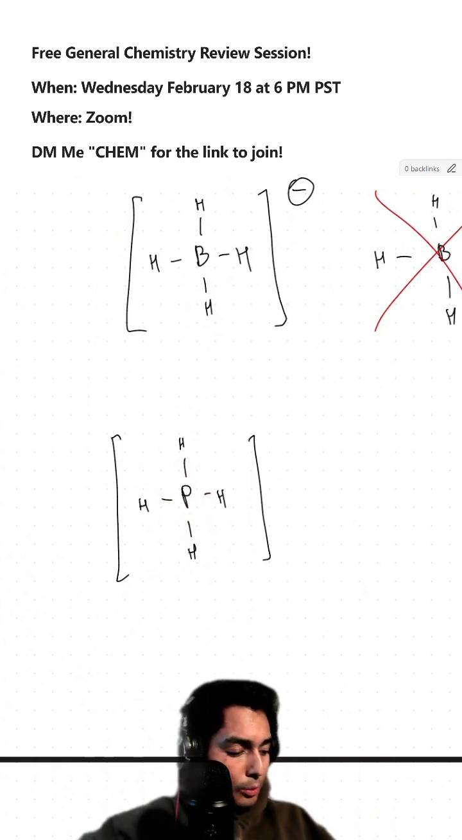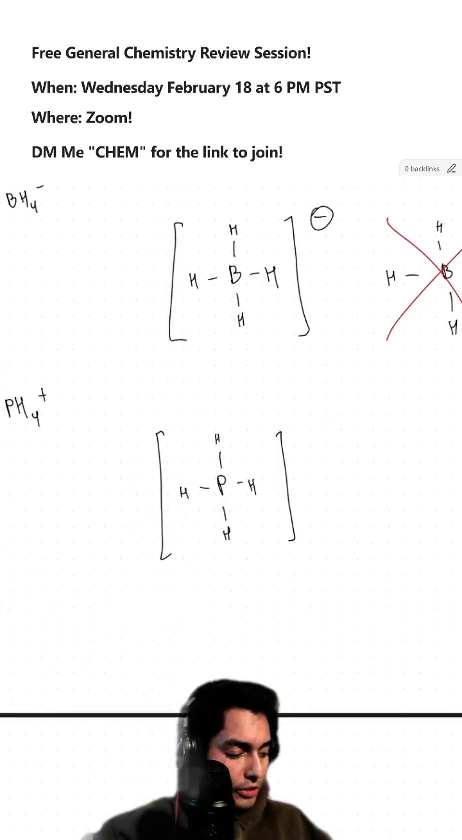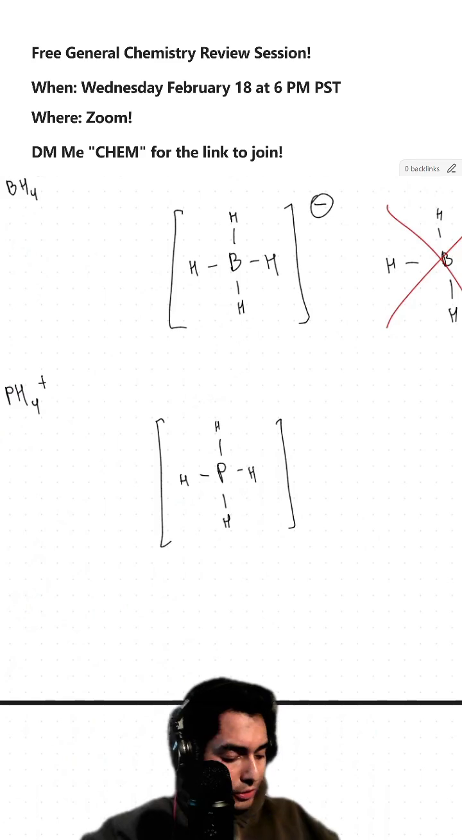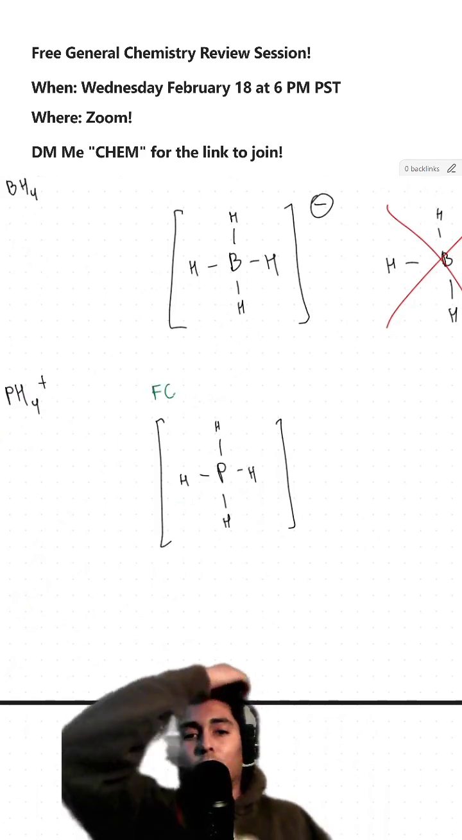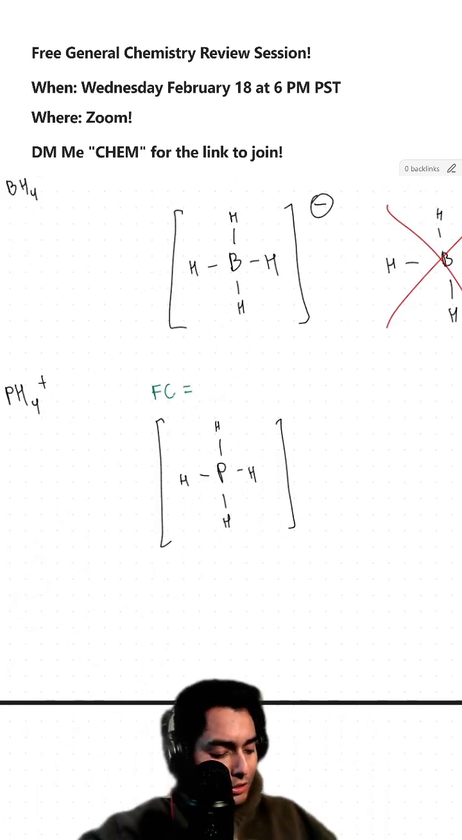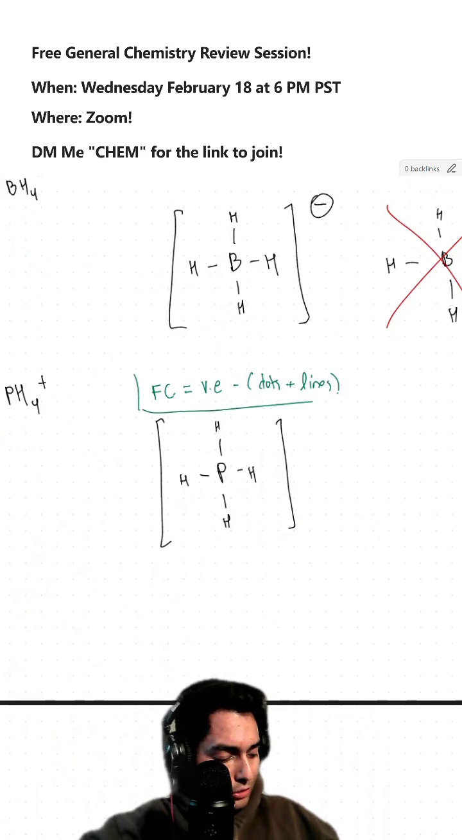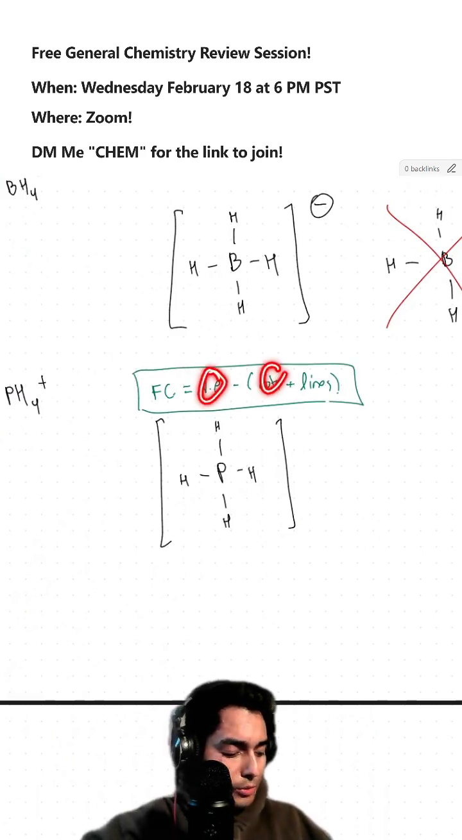Do we know about formal charge? Chat, how do we do formal charge? I don't think your professor is going to give you this equation. This is my famous formal charge equation. What's formal charge? Formal charge is equal to the valence electrons minus the dots plus lines. I don't know why I haven't seen anyone talk about this equation. This equation is so helpful. So what is formal charge? It's the number of valence electrons minus dots plus lines.